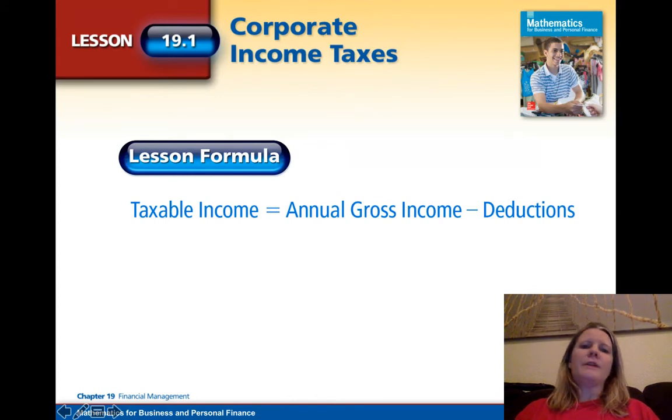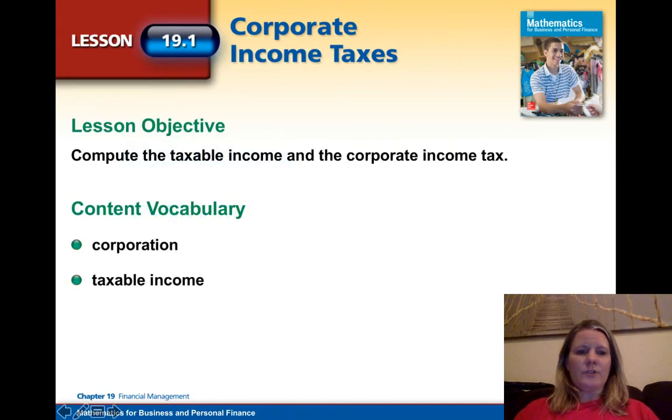All right, so section 1 is corporate income taxes. And that's when we have to figure out how much of the income we're making with our business is actually taxable. So you take your annual gross income, remember gross means total, and you subtract deductions. So that is your taxable income.